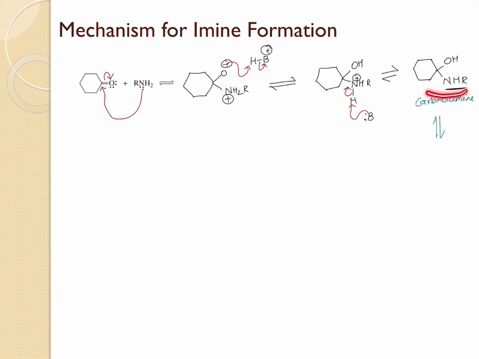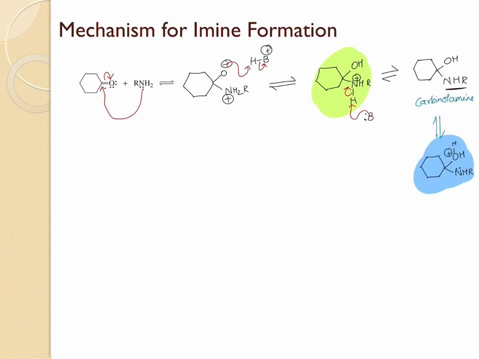This neutral tetrahedral intermediate is in equilibrium with the two protonated forms, where this nitrogen can be protonated or it could be this oxygen that could be protonated. So let's also draw the other protonated form. So these are the two protonated forms. We have one here and this one is the other one.